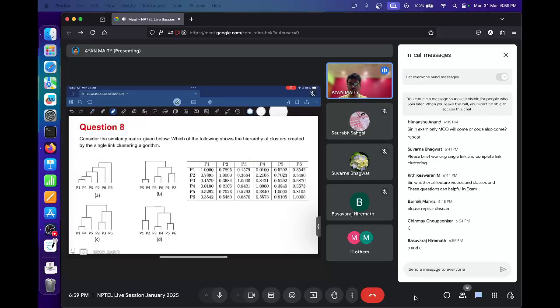A similar question is also given in the assignment, but I think that contains, if I'm not wrong, a distance matrix of these 6 points. Here it contains a similarity matrix. So you would merge two clusters in case of hierarchical clustering algorithms with the highest similarity value. Which of the following shows the hierarchy of clusters created by the single link clustering algorithm? So you have to use single link clustering to cluster these 6 points.